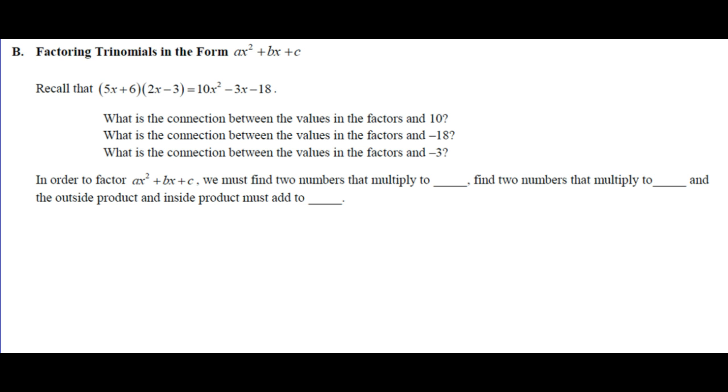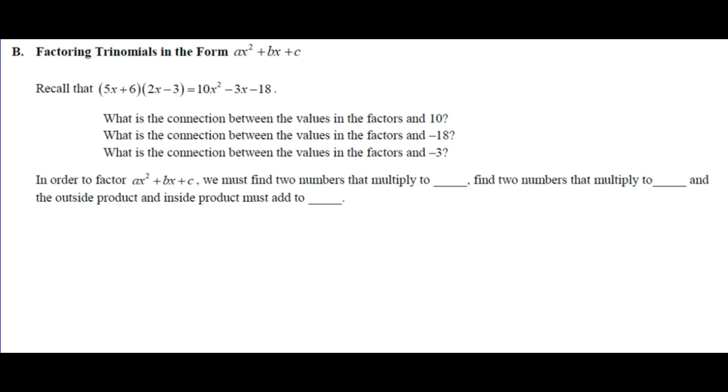Factoring trinomials in the form ax squared plus bx plus c. So you recall that 5x plus 6 times 2x minus 3 was 10x squared minus 3x minus 18. So where does the 10 come from? 5x times 2x, really the 10x squared, right? It's the first factor, right? Where does the negative 18 come from? That's last. Okay, that's a negative 18.